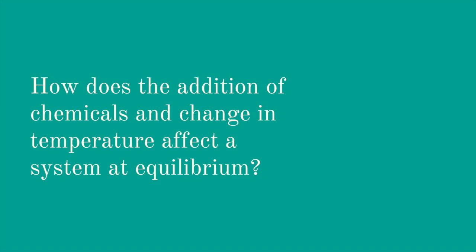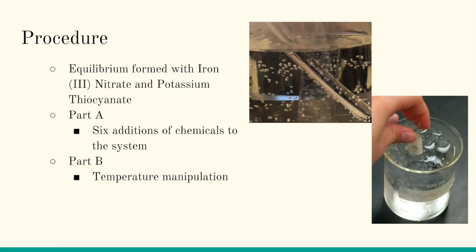So the purpose of our experiment and our activity was to find out how the addition of chemicals and a change in temperature affect the system at equilibrium. In our procedure, equilibrium formed with iron 3 nitrate and potassium thiocyanate. In part A, we added 6 additional chemicals to the system to see what effects they would have.